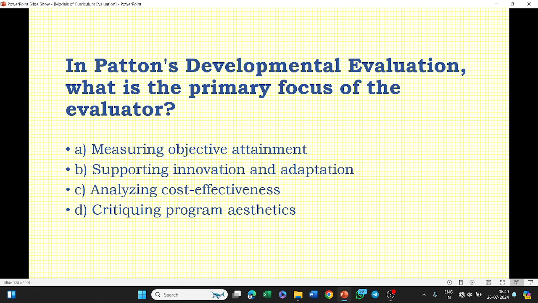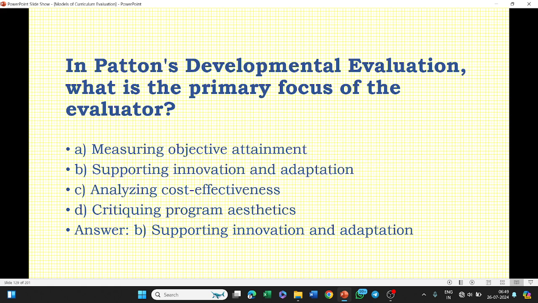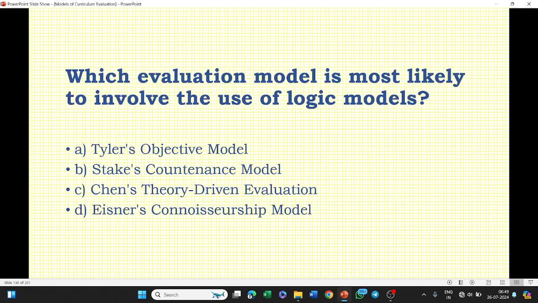In Patton's developmental evaluation, what is the primary focus of evaluators? Options: Measuring objective attainment, supporting innovation and adaptation, analyzing cost effectiveness, critiquing program aesthetics. Answer of this question is option B, that is supporting innovation and adaptation.